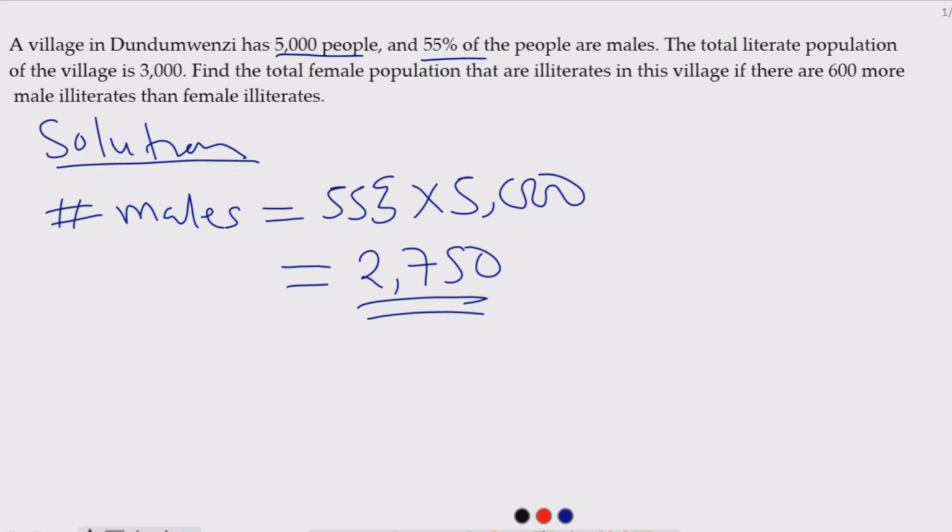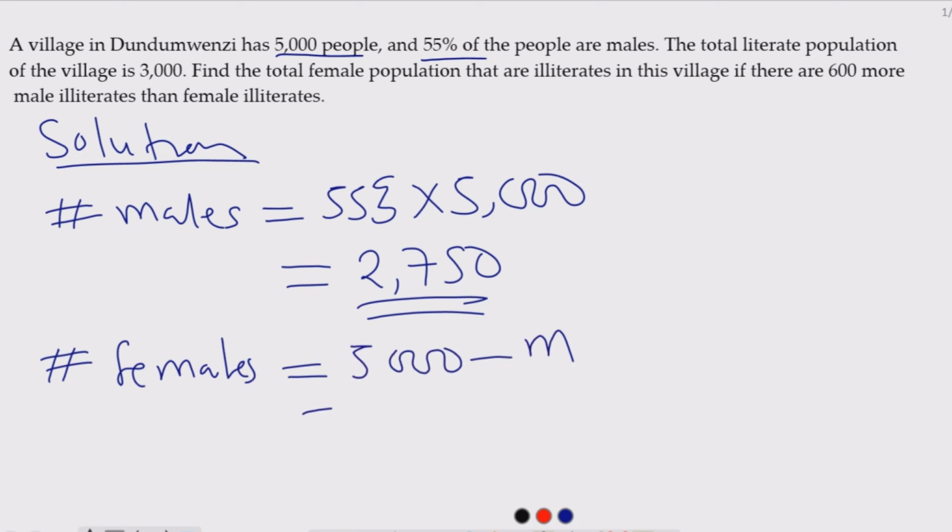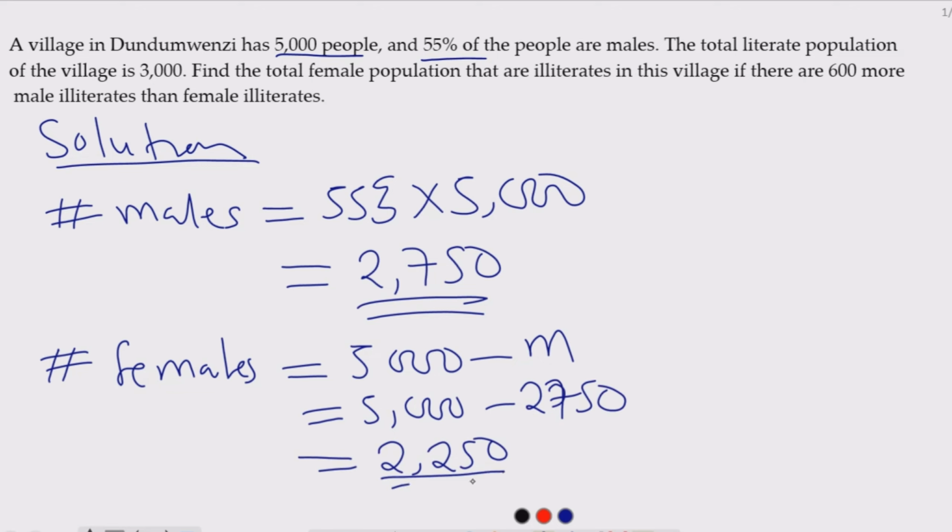Secondly, to find the total number of females in this population, it is the total number, which is 5,000, minus the male population. So that is basically 5,000 minus 2,750, which gives us 2,250 as the female population. So we know how many are male and how many are female.